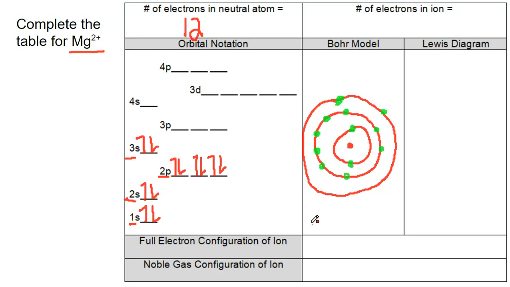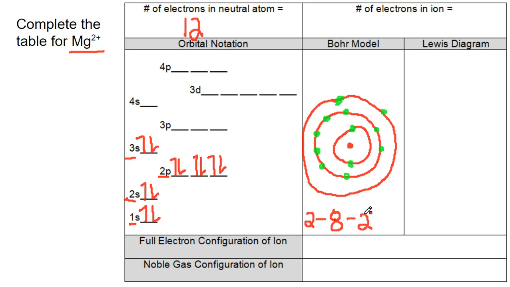And if we were to write the configuration based on the Bohr model, in the first energy level, there's 2 electrons. In the second energy level, there were 8. And in the third energy level, there were 2, 2-8-2.